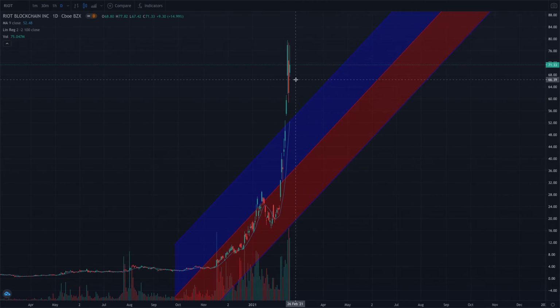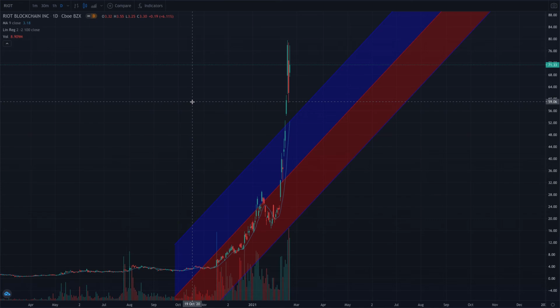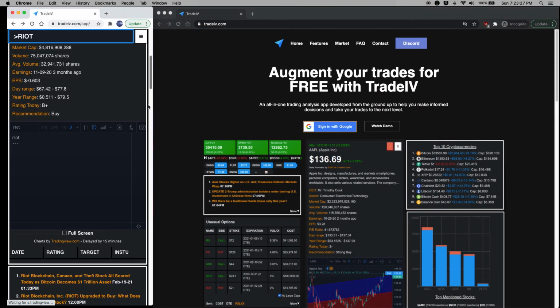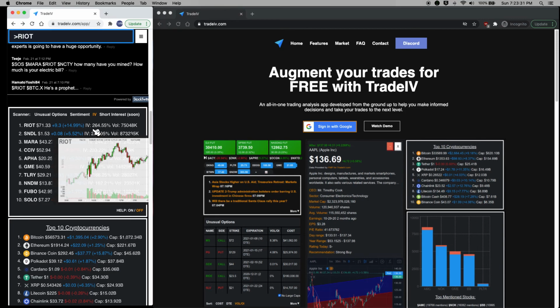Let's say I have a lot of positions in Riot and I want to hedge myself. I should buy some puts to cover myself in case it drops. It's not a bad idea, because looking at this chart, it's really a no-brainer that it's going to drop very soon. It happens to all of these hype stocks. That's why there's a huge IV on Riot. This stock has a lot of implied volatility because of the uncertainty.